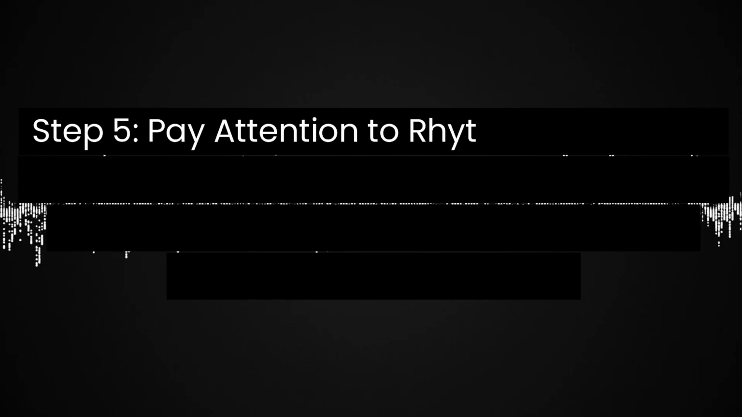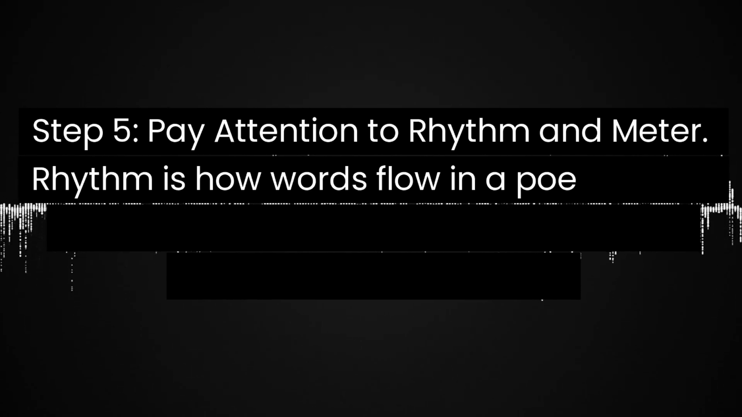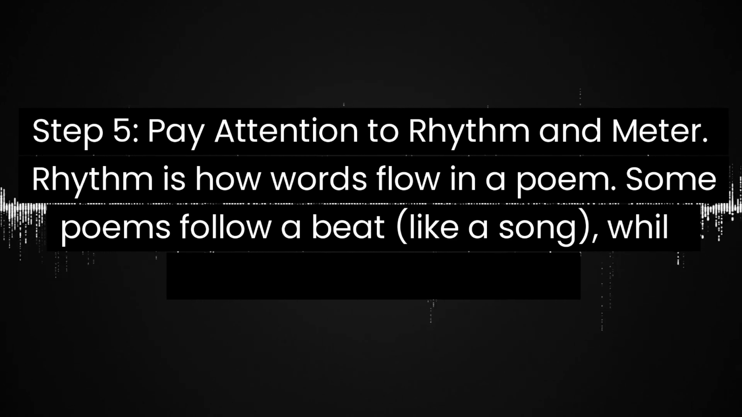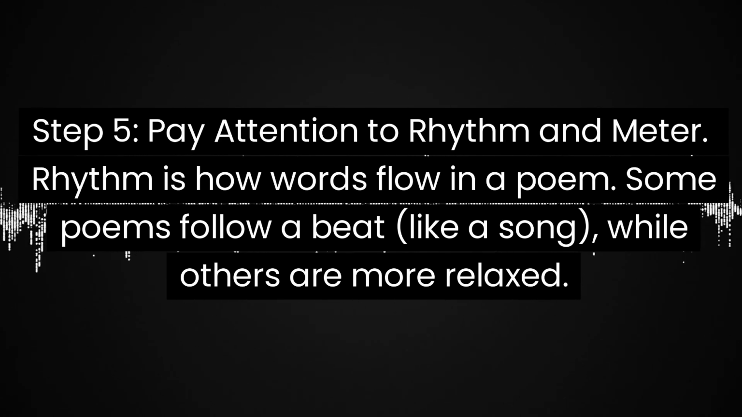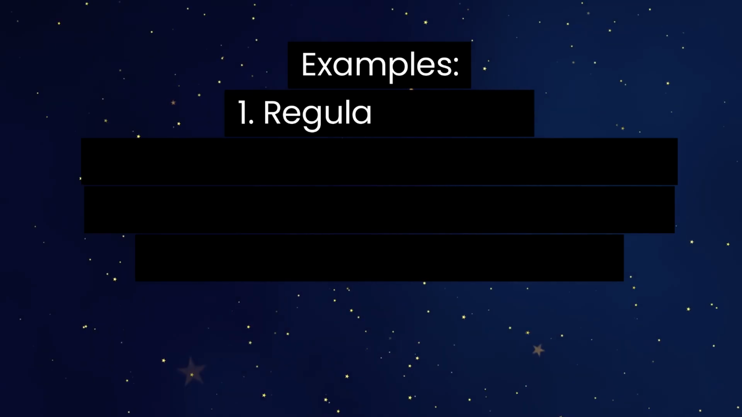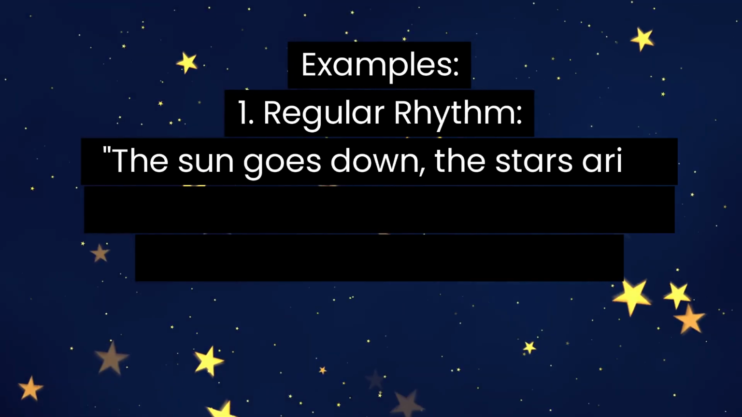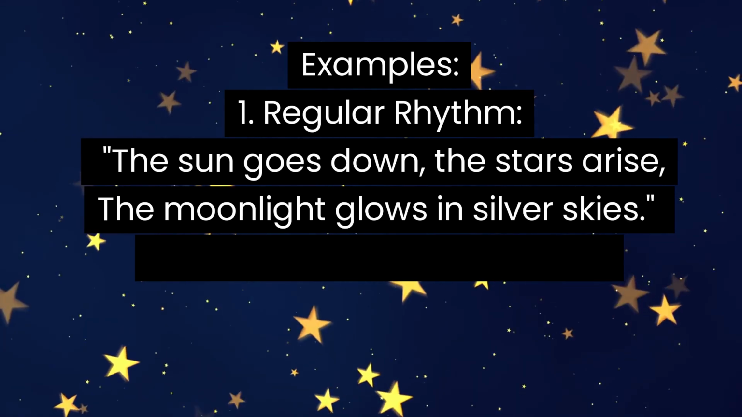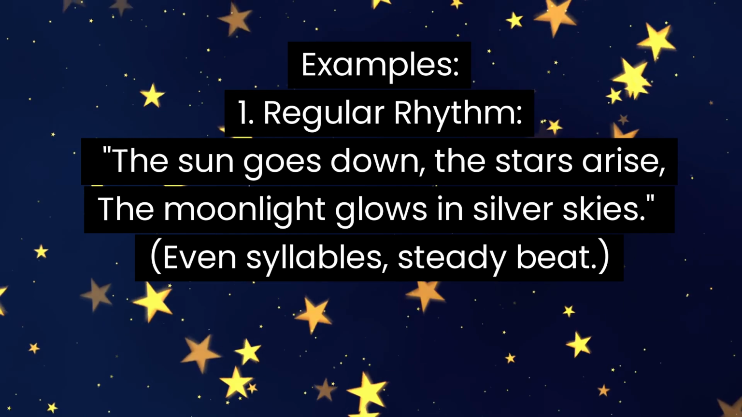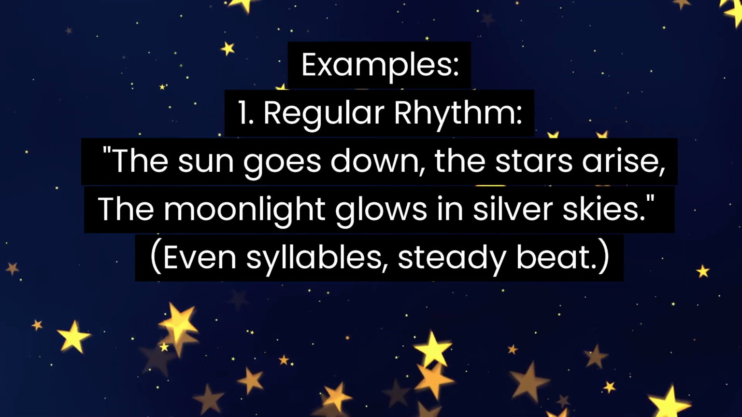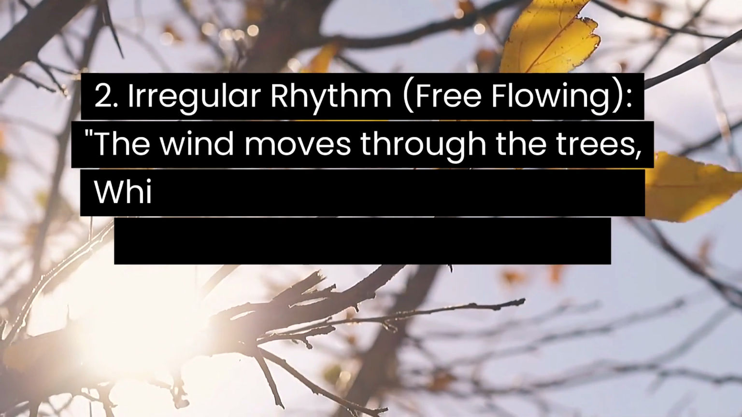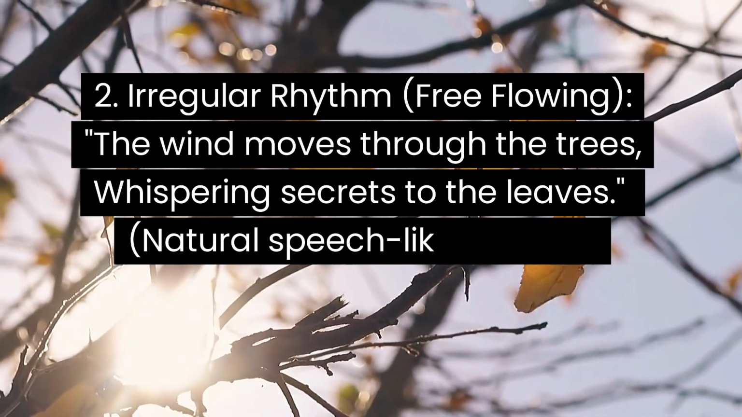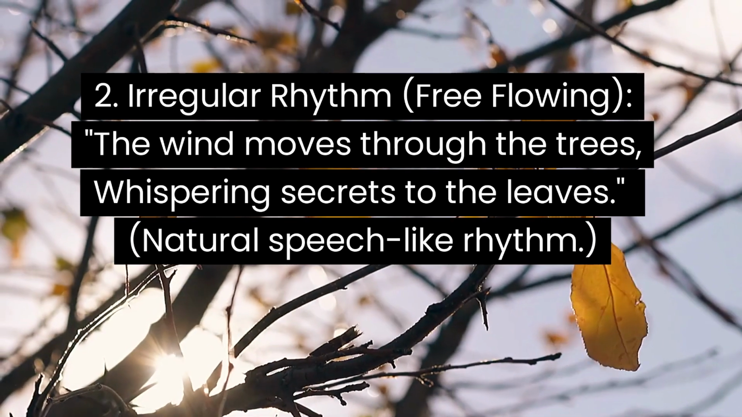Step 5. Pay attention to rhythm and meter. Rhythm is how words flow in a poem. Some poems follow a beat, like a song, while others are more relaxed. Examples. 1. Regular rhythm: the sun goes down, the stars arise, the moonlight glows in silver skies. Even syllables, steady beat. 2. Irregular rhythm, free flowing: the wind moves through the trees, whispering secrets to the leaves. Natural speech-like rhythm.